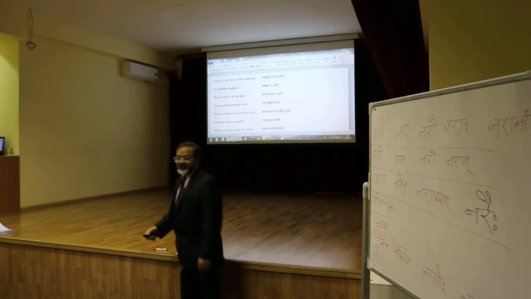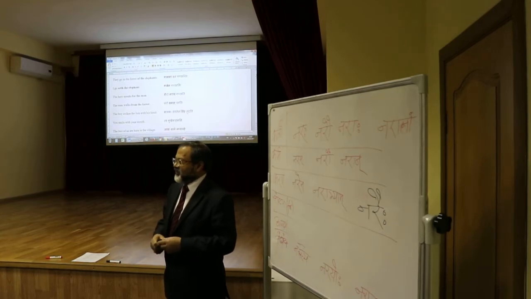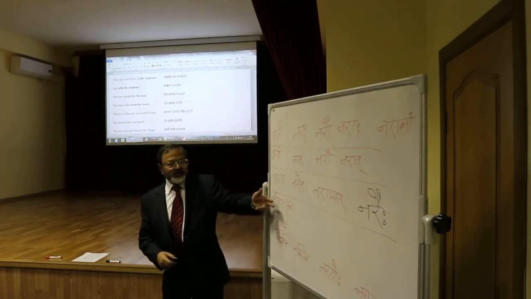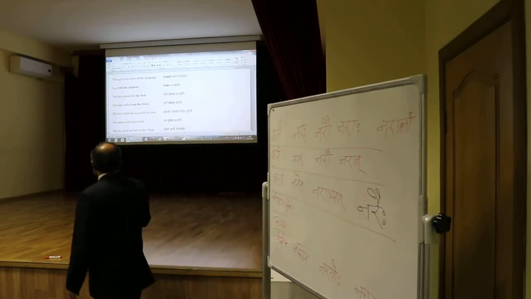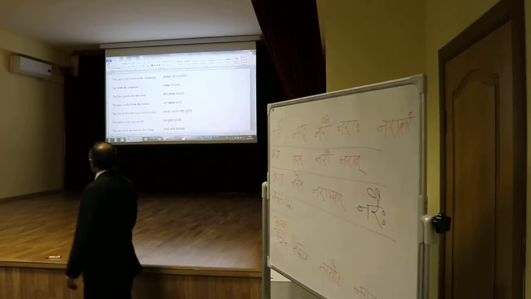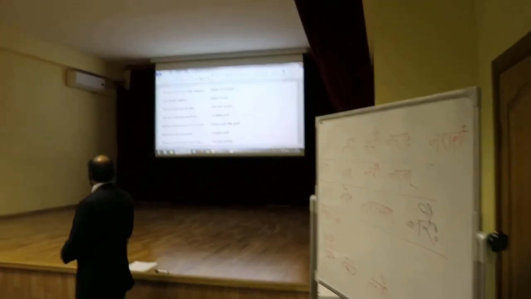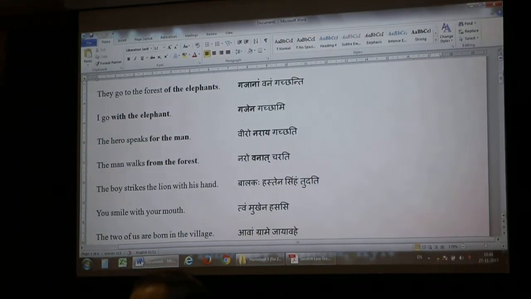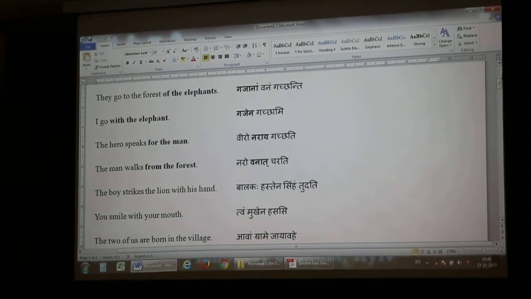So, for the man, it becomes sampradhan. In the chart that I had given you, you will see that for is the 4th line, and you have to use the ekvachan for the hero speaks for the man. Veerah, Narai. This is also wrong. Vadati. This whole sentence is wrongly written here. Veera Narai Vadati. He speaks for the man.